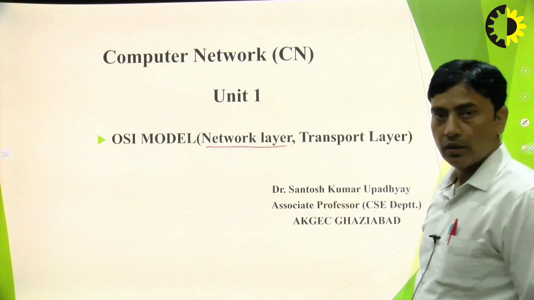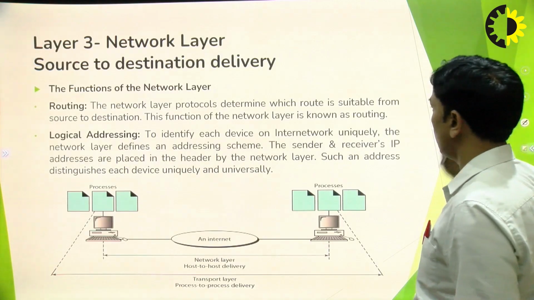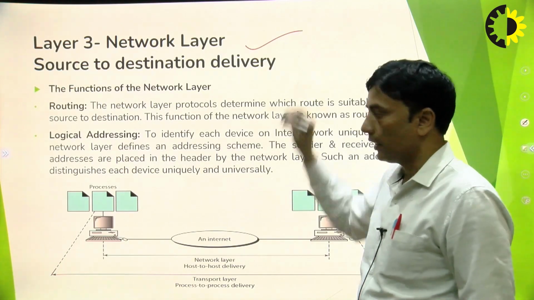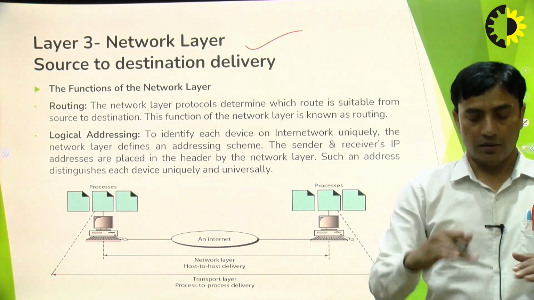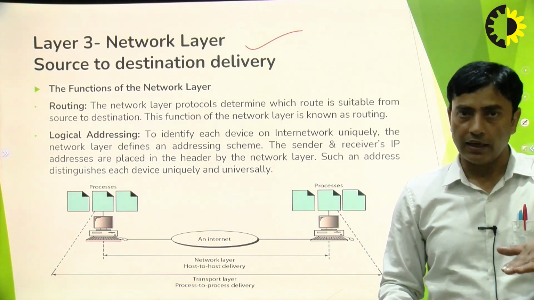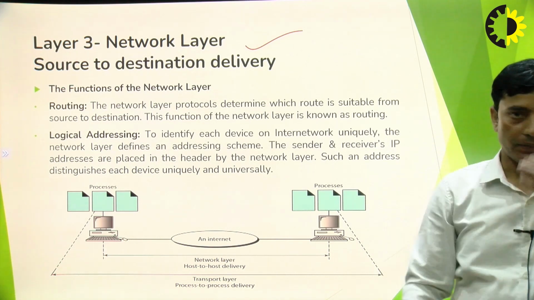Network layer and then transport layer. Let me come to the network layer, that is the third layer from the bottom. At the bottom is physical, then data link, then network layer.